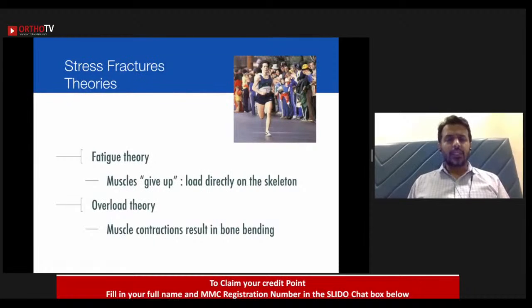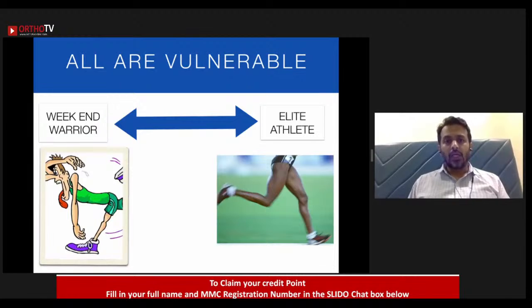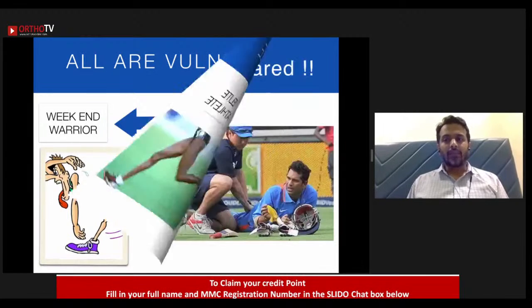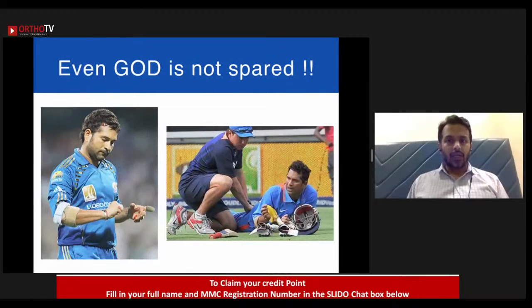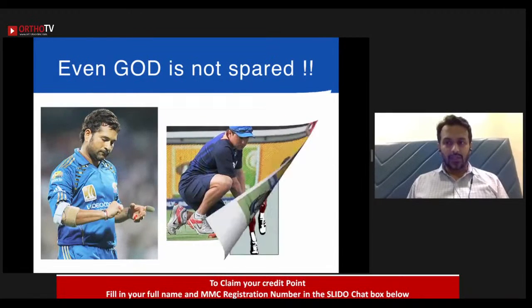So stress fracture theories are the fatigue theory, where muscles give up and load directly onto the skeleton, or the overload theory, where muscle contraction results in bone bending and overloading on the side of contraction or side of force application. So all are vulnerable, like weekend warriors to elite athletes, and even our god of cricket is not spared and he had a stress fracture.